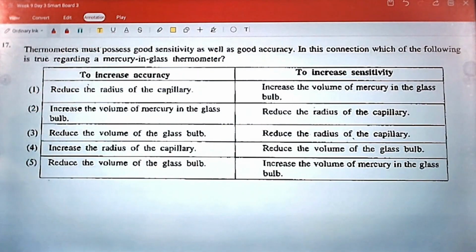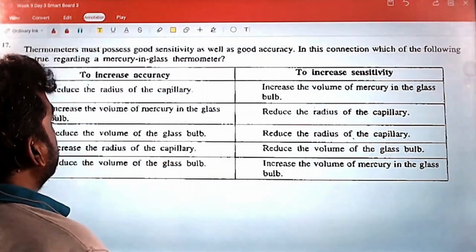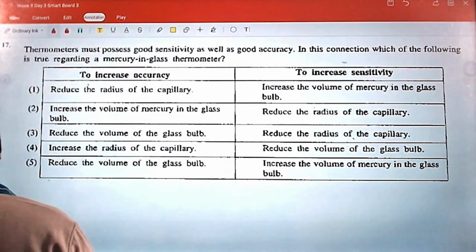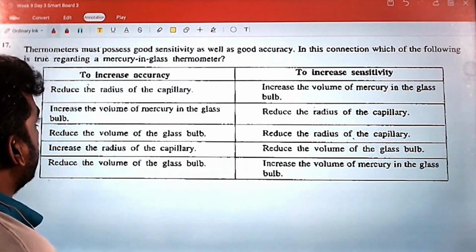Thermometers must possess good sensitivity as well as good accuracy. In this connection, which of the following is true regarding mercury in glass thermometers?